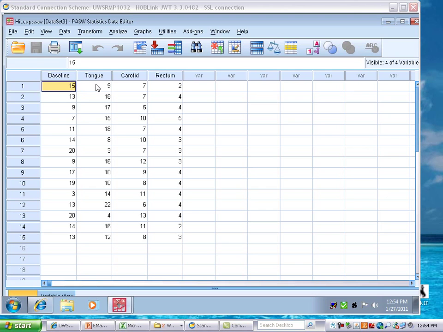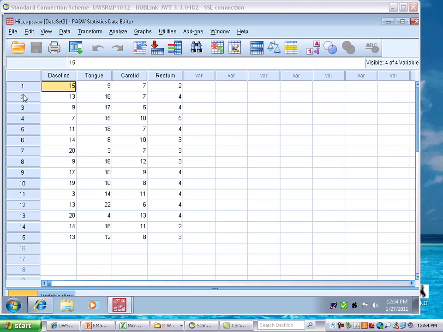When they were treated with the tongue, the number of hiccups per minute went down to 9. When they were treated with the carotid artery, the number of hiccups per minute went down to 7. When they were treated with the rectum, the number of hiccups per minute went down to 2.